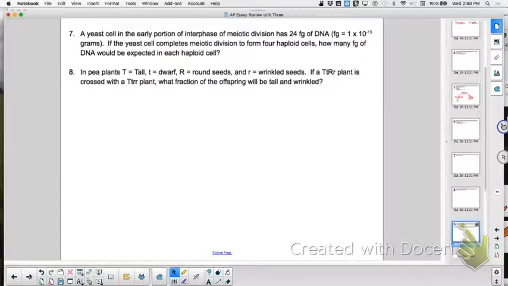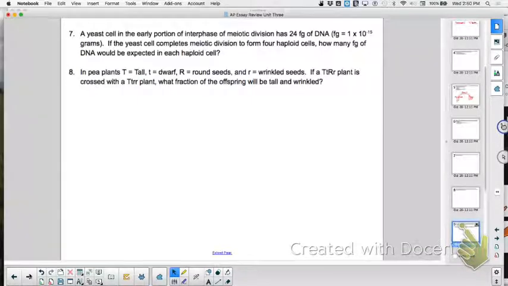A yeast cell in the early portion of interphase of meiotic division has 24 femtograms of DNA, a small amount of DNA. I think it's femto, but I'm not 100% sure. Somebody could look it up. If the yeast cell completes meiotic division to form four haploid cells, how many femtograms of DNA would be expected in each haploid cell? Well, if your diploid cell has 24, you would expect your haploid cell to have 12. It would only be 24 if we were doing what? Mitosis. But we are doing meiosis, forming haploid cells.